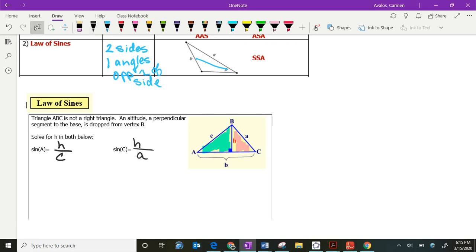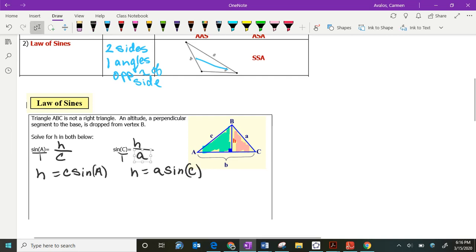So if we look at this and if we solve it, because it says here solve for h on both of them, we have that h, because you put it over 1 and do the cross multiplication, because we have one fraction equal to another fraction. So I'm going to have h equals c sine of A. And this one here is going to be h is equal to, because we do the same thing, a sine of capital C.